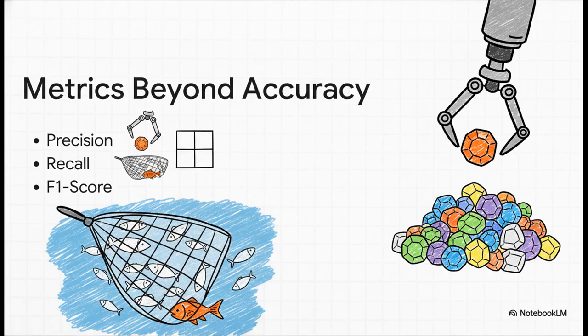Or maybe you're filtering spam. A super important email getting flagged, a false positive, that's a huge problem, so you're going to focus on precision. Things like the F1 score and confusion matrices, these are the tools that let you have that nuanced, business-focused conversation.